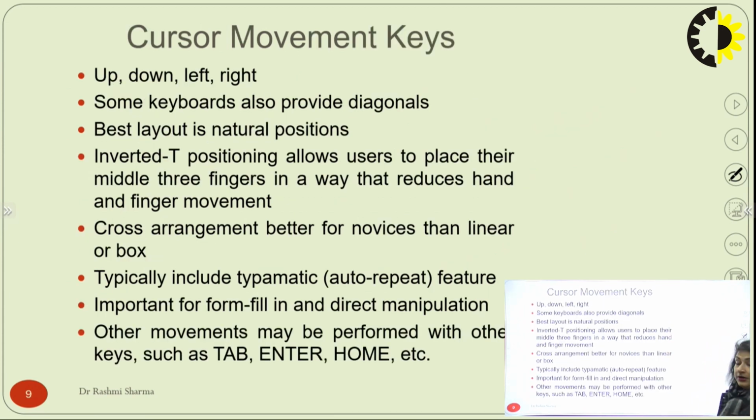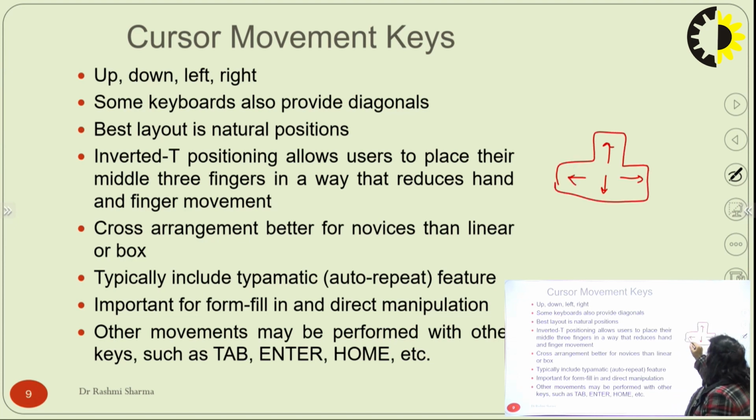So now comes the cursor movement. The cursor movement is specifically these particular 4 keys which we are talking about, the arrow keys which we have. See, we have all these particular 4 arrow keys. So these are the up, down, left and right keys.